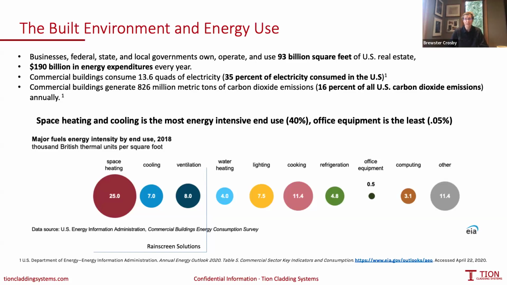When you look at a building, space heating and cooling is about 40% of all the energy intensity, or energy use, in a building. And that's interesting because that's one of the easier things that a rain screen or other adaptive measures can help improve so that our buildings are using less energy. If you look at something like office equipment, it's just a tiny, tiny fraction of the use in a building.